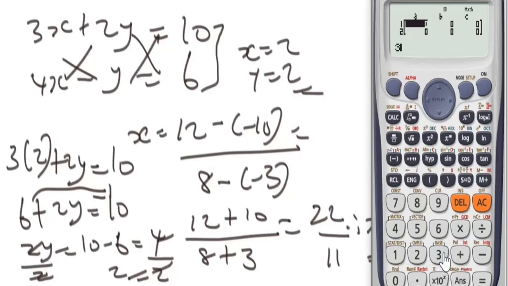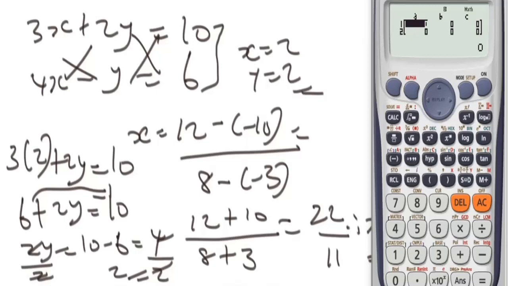Coefficient of the x is 3. Coefficient of 2y is 2. And the constant is 10. Okay. So equation 2, coefficient of 4x is 4. Coefficient of minus y is minus 1. Right? The constant is what? 6. That's all. Press equal to. So when x is 2, y is also what? 2, correct? Okay, let's solve one more question on this before we call it a class.